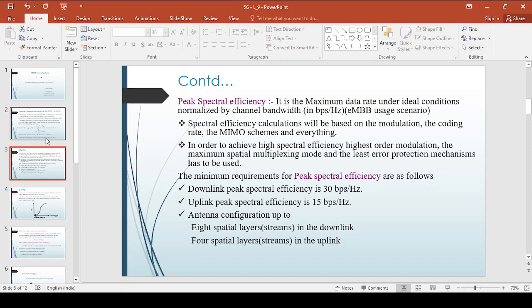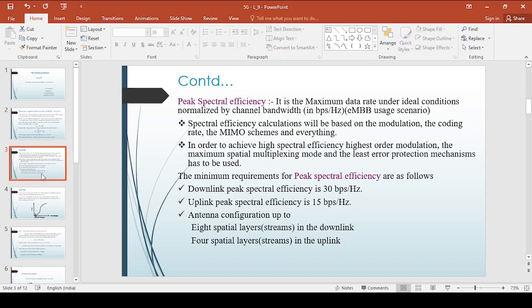Now the antenna configuration support will be 8 streams in the downlink and 4 streams in the uplink. Again, if you see the antenna configuration, the DL to UL ratio is also 2:1. You have 8 streams in the downlink and 4 streams in the uplink. Always remember the requirements in the downlink will be more compared with the requirements in the uplink. In the coming requirements also you will see the DL to UL ratio will be 2:1, right?